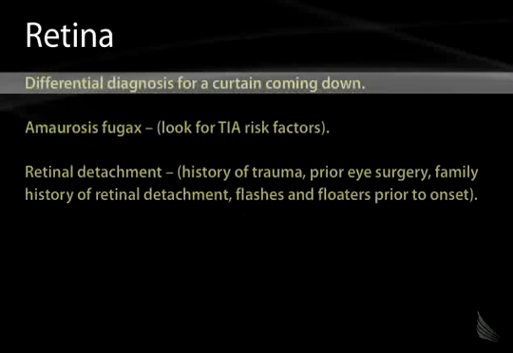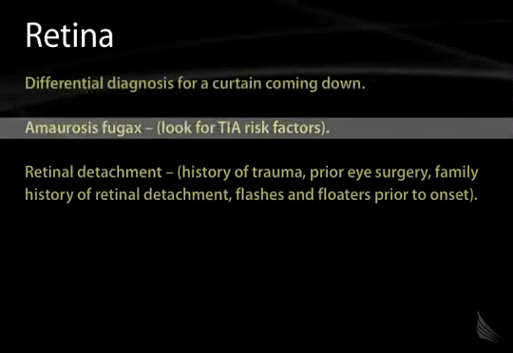The differential diagnosis for a curtain coming down over your vision also includes amaurosis fugax, which is important and you don't want to miss it. It's a precursor for TIAs or strokes, and so you should do your normal stroke workup in somebody who you don't diagnose a retinal detachment in.